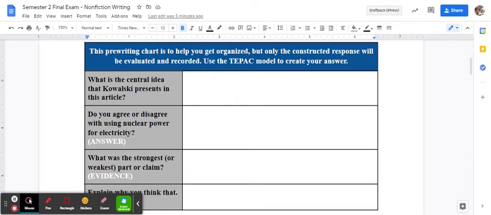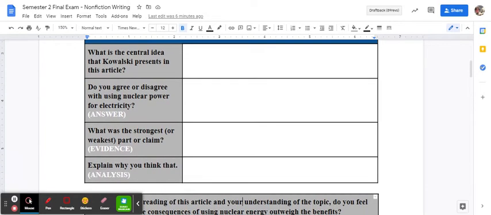So the first thing is, what is the central idea that Kowalski presents? And remember, we talked about that. We identified what the central idea was. And then, do you agree or disagree? And that, again, do you think we should be using nuclear power or do you not? And that one could be a yes or no, okay? Although when you write the TPAC, you're probably going to put I disagree with, or I don't think that we should, right? Or I believe that we could continue using nuclear power for electricity. You can put just yes or no here on the chart, but when you write it, you're going to have like a full sentence.